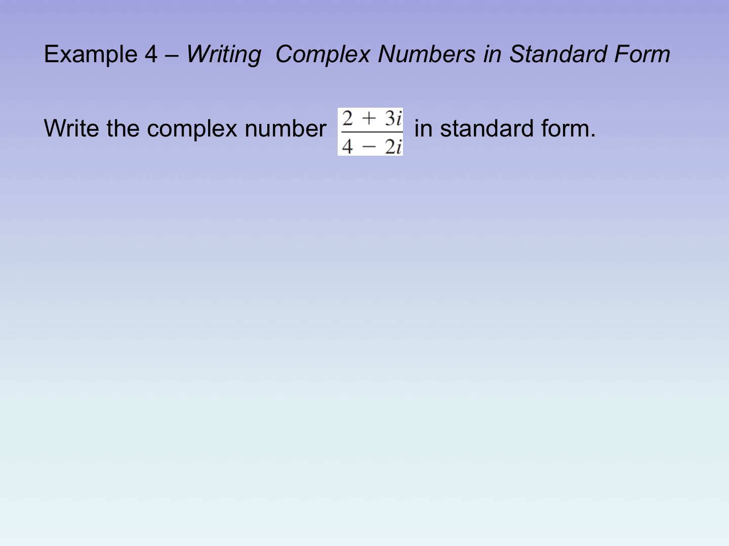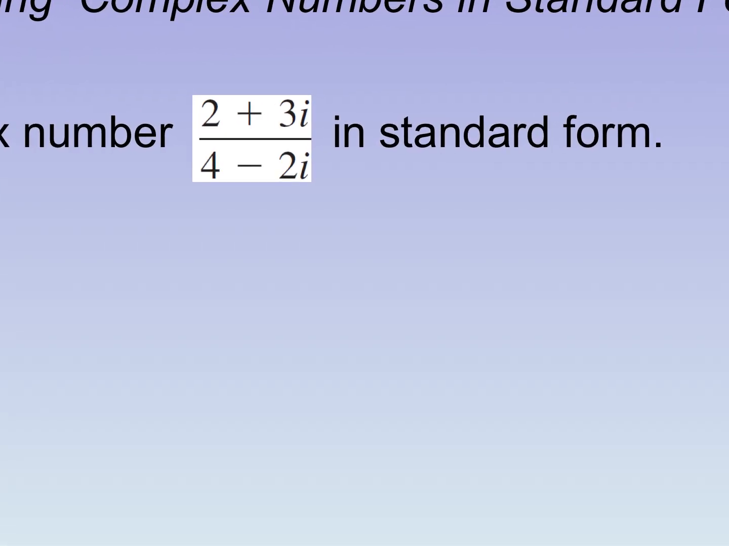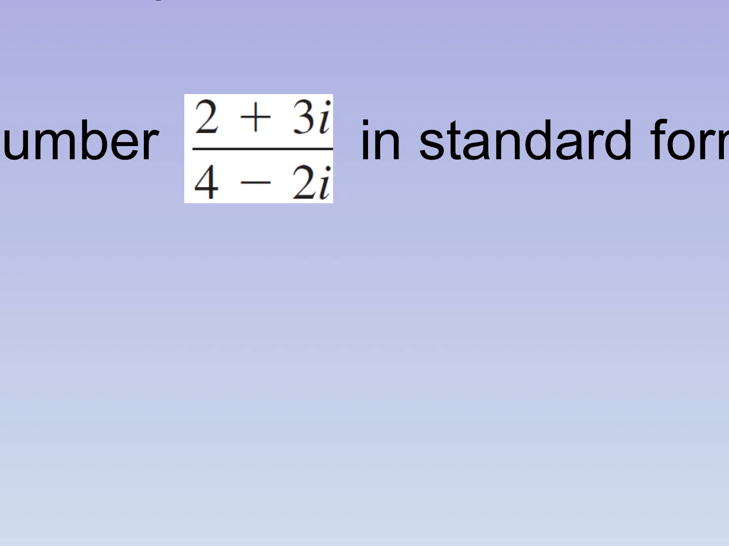So in example 4, I'm going to write the complex number in standard form. Our goal is to get the i out of the denominator, so we want to multiply by the conjugate of the denominator. What's the conjugate of 4 minus 2i? 4 plus 2i. And what we multiply to the bottom, we also have to multiply to the top.